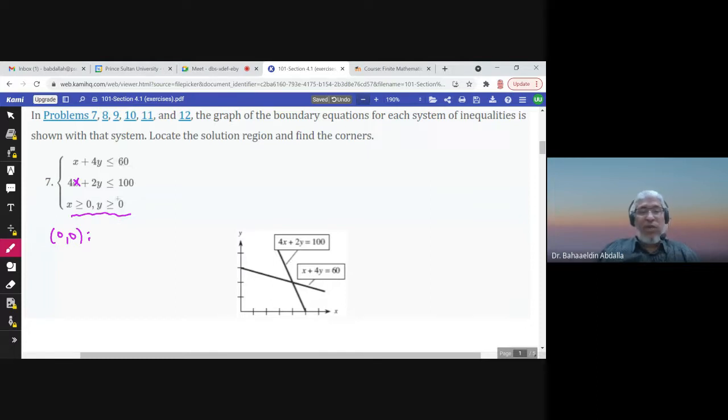So I put it here in the first inequality. So 0 plus 4 times 0, that's 0. So the left-hand side of this inequality is 0, less than or equal to 60, that's correct. So the graph is below this line. If I also use (0, 0) in the other inequality, I have 0 plus 2 times 0, that's 0 less than or equal to 100. So also the graph is below this line. So you can see that the graph would be this region.